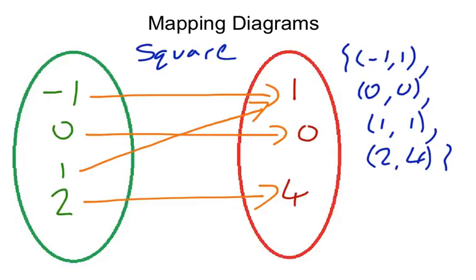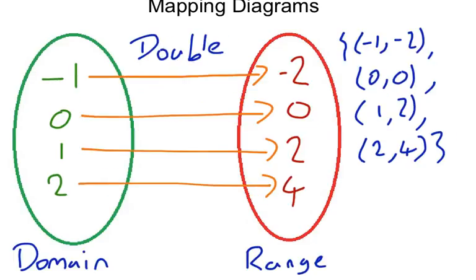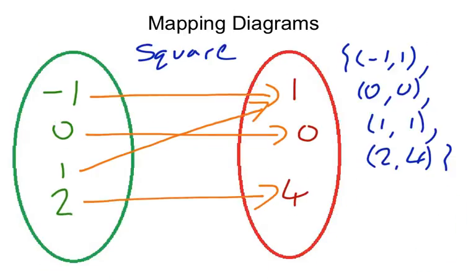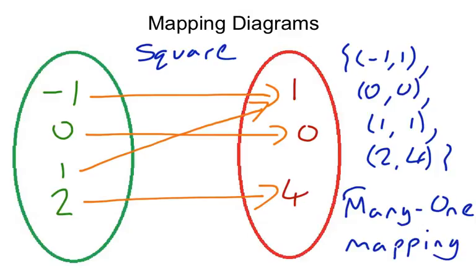So we need names to describe these mappings. Our first mapping, where they all go to something different, is called a 1-to-1 mapping. And the second one we've looked at, this one, is called a many-to-1 mapping, and that's because many elements from the domain can go to just one element in the range.